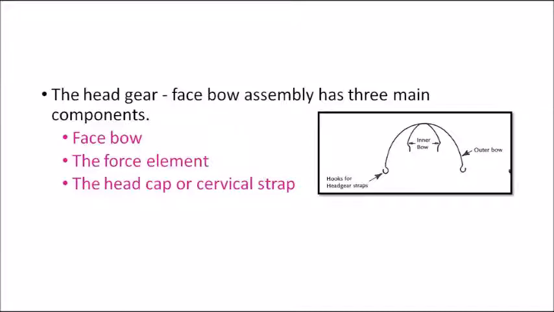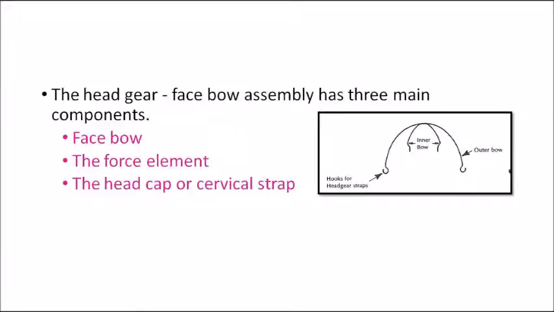Basically the headgear consists of three components. The first is your face bow. The face bow commonly used with the headgear is an inner bow outer bow type, or it can be a J-hook type of face bow. The picture here shows an inner bow outer bow type face bow. In this type, the outer bow can be of three dimensions: short, medium or long.